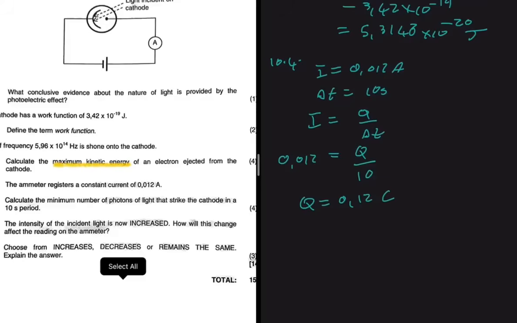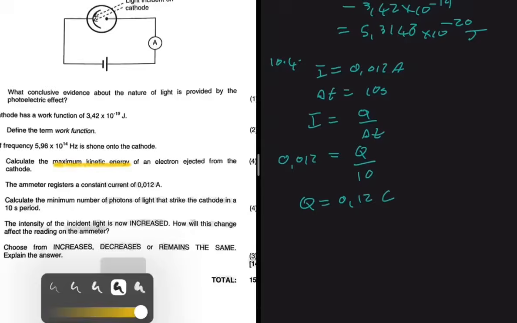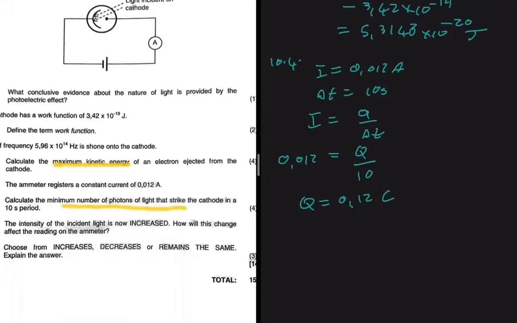Let's not forget our aim here. The question is saying, let's calculate the minimum number of photons of light that strike the cathode in a 10 seconds period, right? We know fully well that in the photoelectric effect, one photon ejects one electron from the metal surface. So if we calculate the electrons here and we find that we have 100 electrons, then that means that the minimum number of photons is also 100, right? Because we need one photon to eject one electron. So let's calculate the number of electrons, aka the number of minimum photons required in this instance, right?